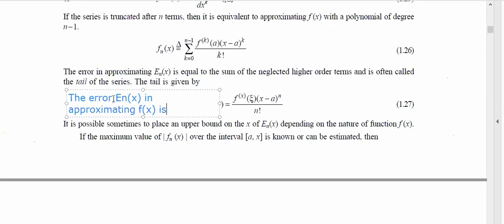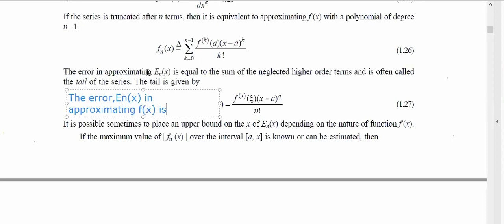The error is what? E_n(x). And how has this come? It has come in approximating f(x). But here it is written the error in approximating E_n(x). So you may get confused whether you are approximating the function or approximating the error. This language is very, very confusing.